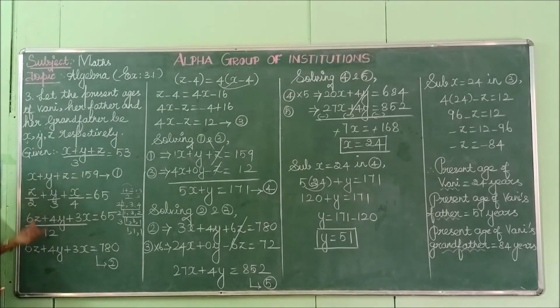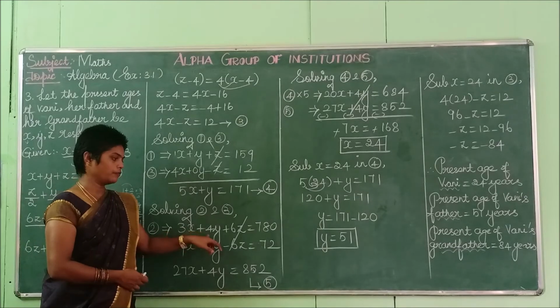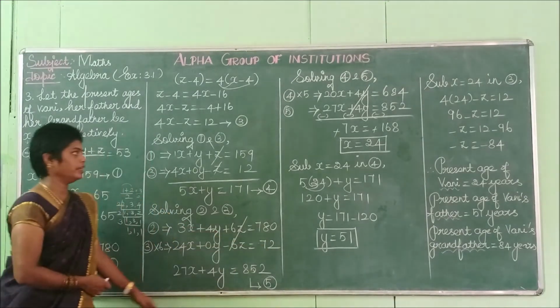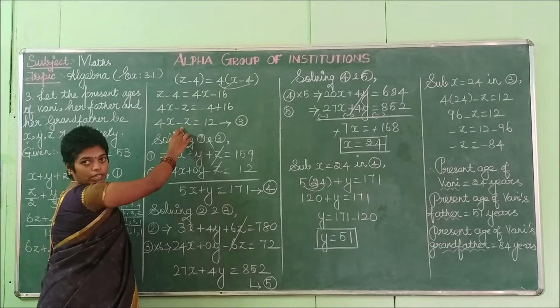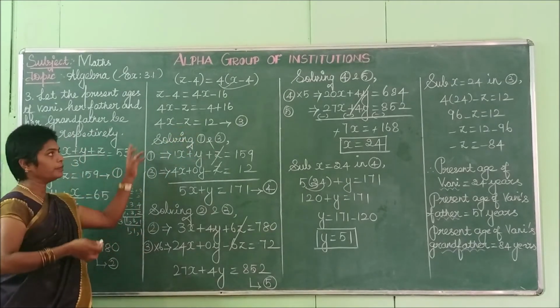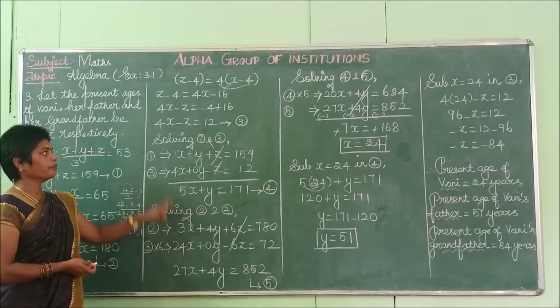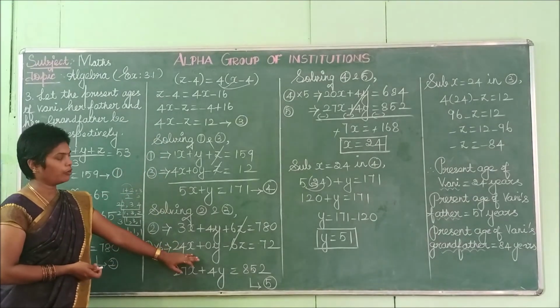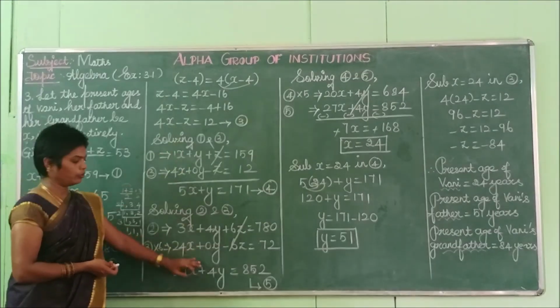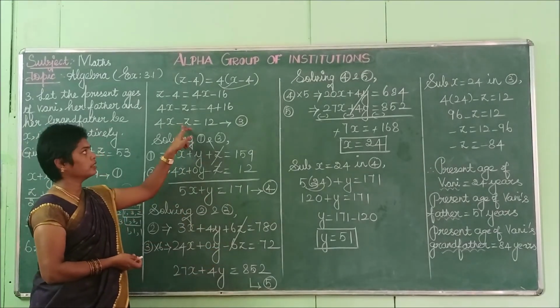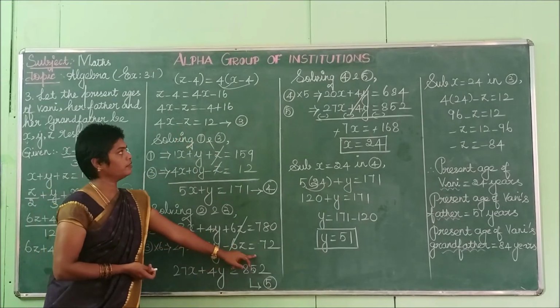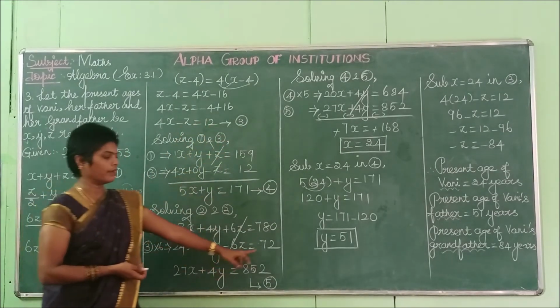Then solve. Already we solved first and third. Now we have to solve second and third. So what is the second equation? 3x, 4y, 6z. Align in the format. 3x plus 4y plus 6z, which is equal to 780. But here z contains only what? 1z. So you have to multiply the third equation by 6. We get 4 into 6 is 24x. There is no y, so you take plus 0y minus 1 into 6 is 6z, which is equal to 12 into 6 is 72.